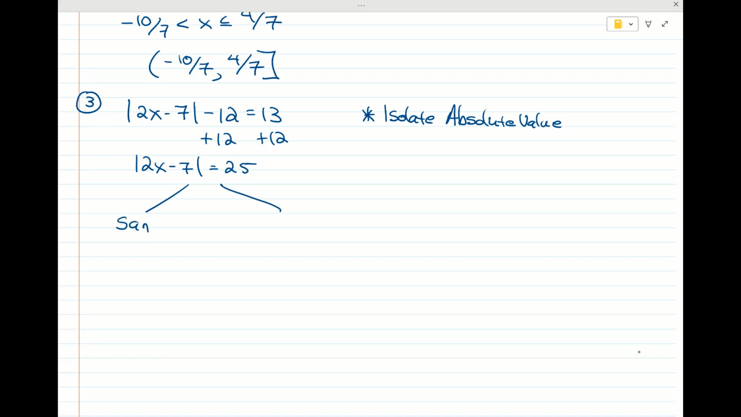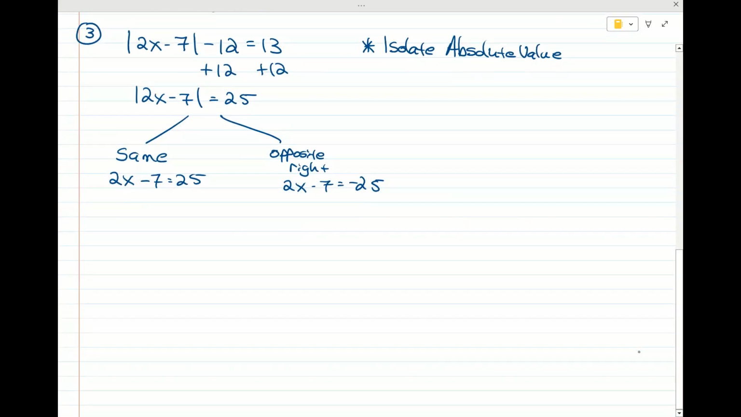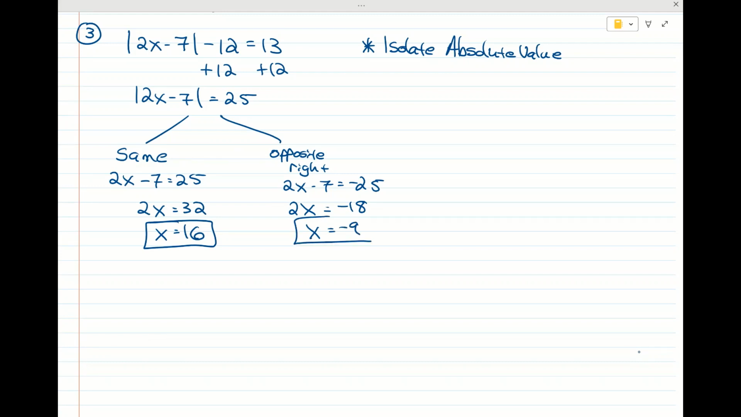One side we keep exactly the same, meaning we write 2x minus 7 is equal to 25. And on the other side, we take the opposite of the right, which gives us 2x minus 7 is equal to negative 25. Solving now, you could add the 7. We get 2x is equal to 32, or x is 16. And then on the other side, we could add 7 to get negative 18, and x would equal negative 9.